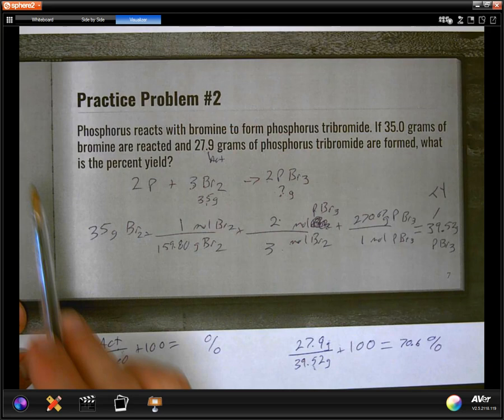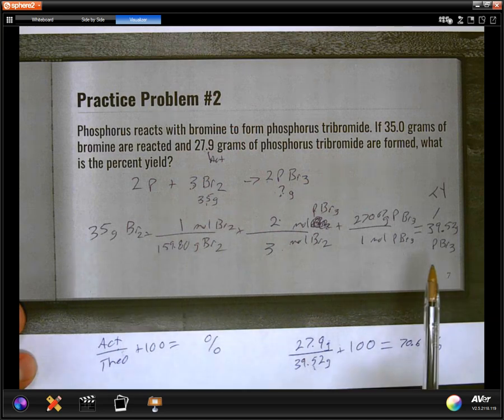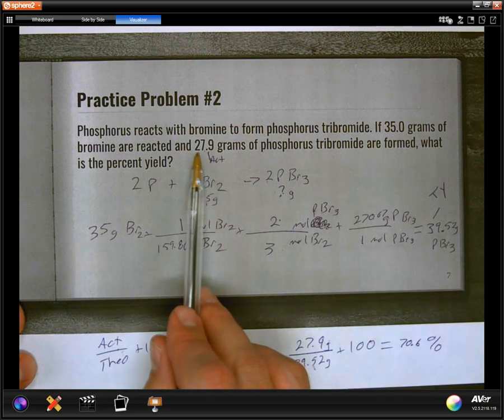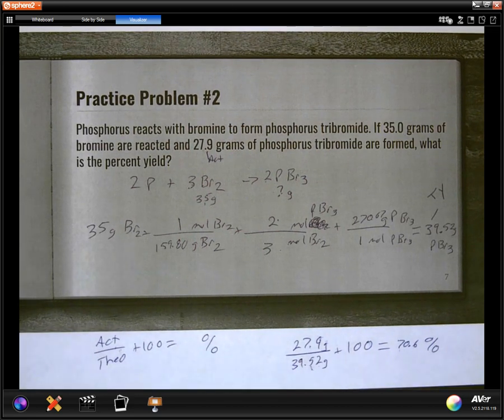So the new concept here is a very simple idea. I'm going to give you a wordy problem. You're going to have to be able to do what you've been doing all along, write out the chemical equation, do the stoichiometry, and then you have to be able to pull out the actual value from that problem. But then other than that, you just take the number you've been calculating all along, plug it in the equation, do a simple division times 100, and there's your answer. Again, remember sig figs here determines my sig figs here, and that's all I got for you guys.